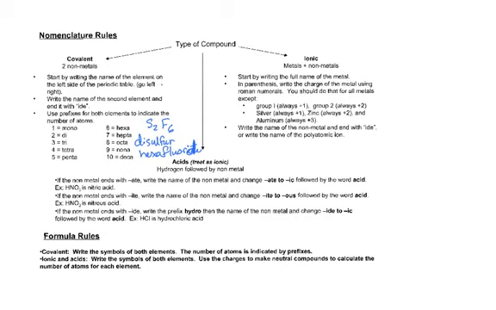So for example, let's say that I have NaF. So you would write the name of the first one, sodium, write the name of the second one, end it with IDE, so fluoride. The metal is in group 1, so that's it, you're done. Let's do another one.